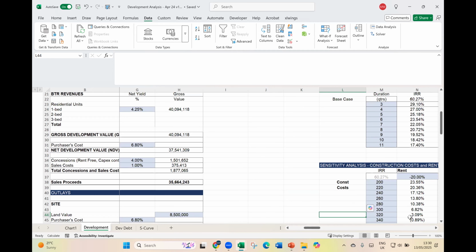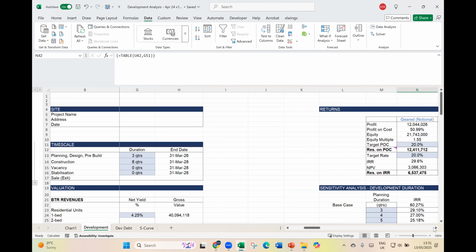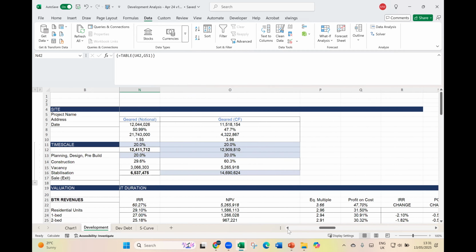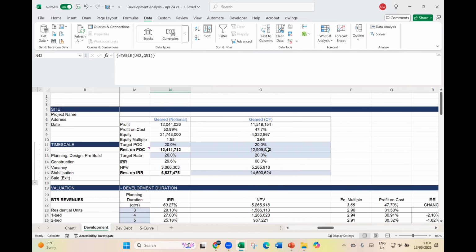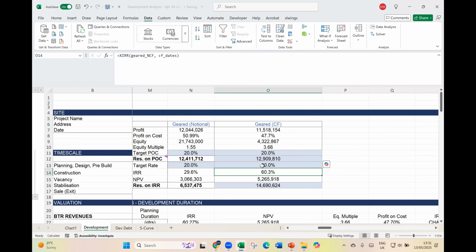Okay, so this is the plan for today: how this development pro forma works, and showing you some tips of how to calculate the residual land values, using both the profit on cost and the IRR. And always my recommendation is that you use the IRR or the NPV equals zero in order to get your residual land value. If you have any questions, happy to answer them. But if not, this is the plan for today.